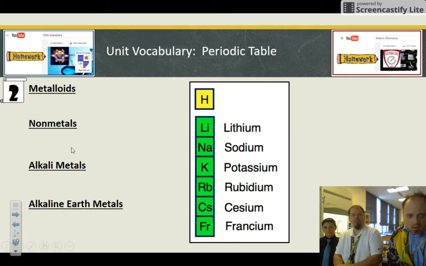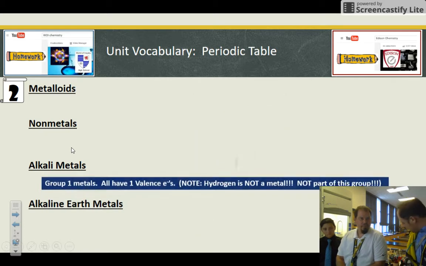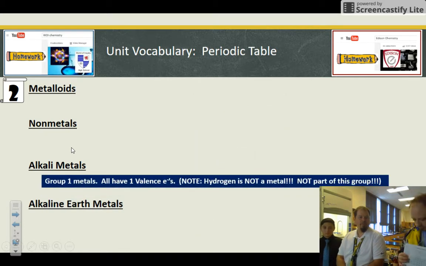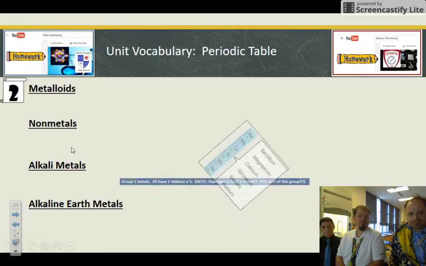So alkali metals. This is going to be group 1 metals. As you see, there's a list of them. It's the stack. So there's group 1 metals. They all have 1 valence electron. Note: hydrogen is not a metal, technically not part of this group, although it is in group 1.